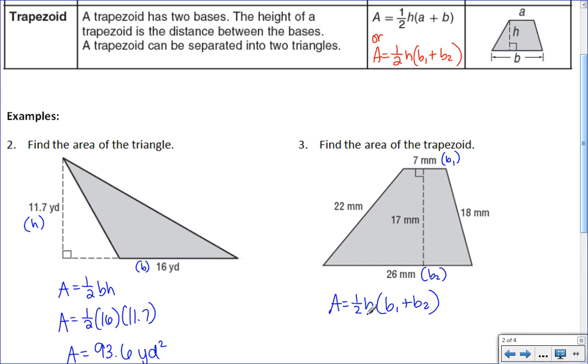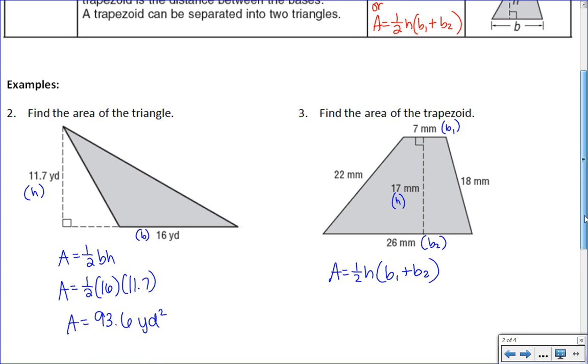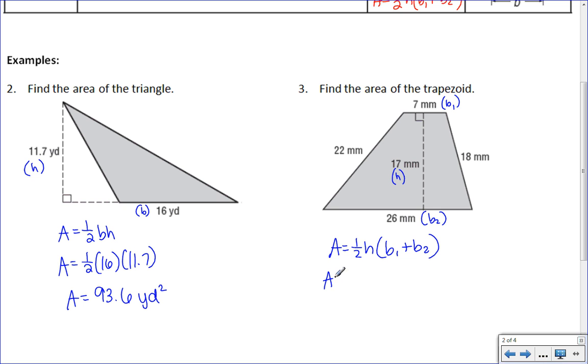The height is always the vertical distance, or if the trapezoid is turned a different angle, just the perpendicular distance from one base to the other. So you're looking for that right angle marking again, just like the height of a triangle or a parallelogram. So you see that right angle, this is the height. So we have H, we have B1, we have B2. These numbers are actually not useful for this problem. So let's go ahead and substitute the numbers in that we have.